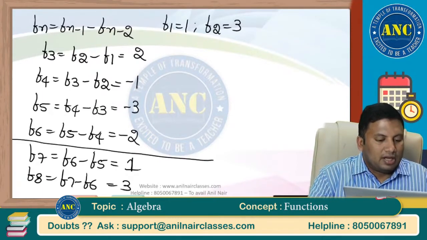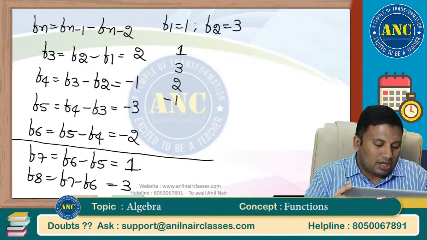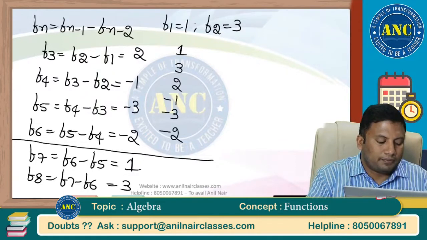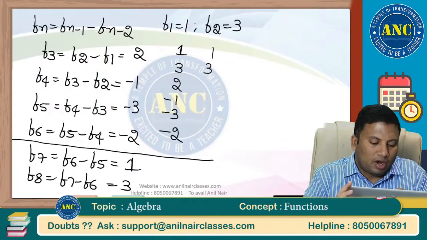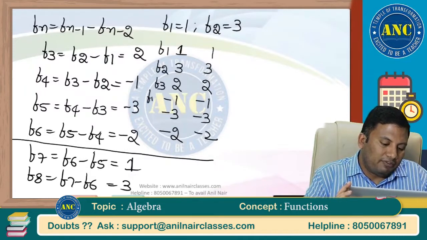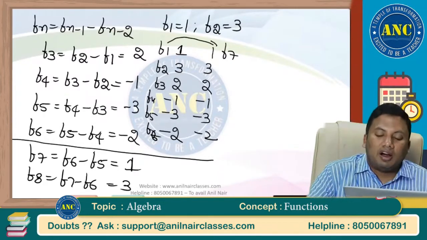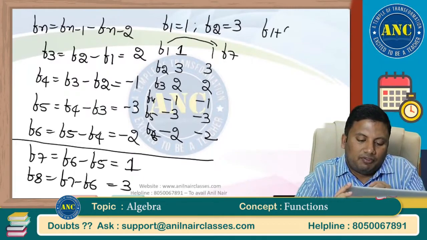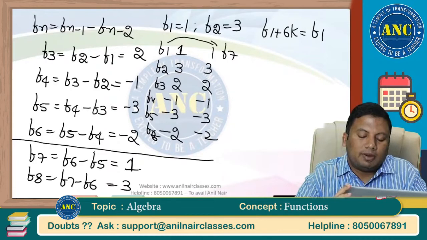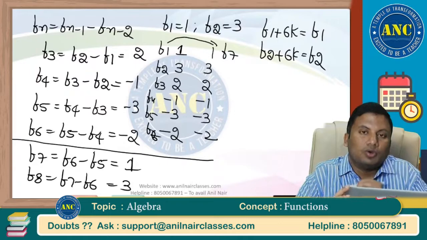Just stop here. Now see, what are all the values in serial order? 1, 3, 2, minus 1, minus 3, minus 2. Again, 1, 3, 2, minus 1, minus 3, minus 2. This is F1, F2, F3, F4, F5, F6, and then F7. That means, what is the cyclicity of this function? After 6 steps, F1 plus 6k is nothing but F1. If it is 2, after 6 steps, again it will be back to 2. I hope it is clear.